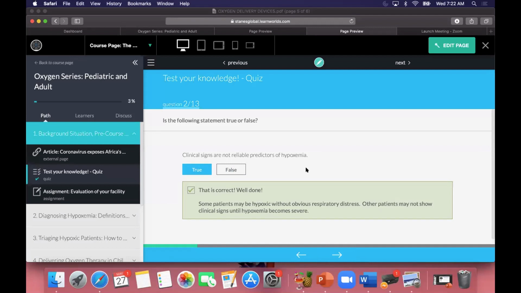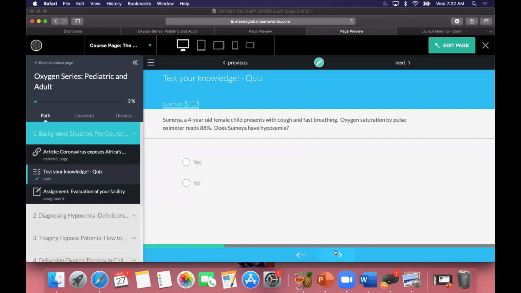The reason clinical signs are not always reliable predictors of hypoxemia is that some patients may be hypoxemic but not display obvious signs of respiratory distress. Other patients may not show clinical signs until the hypoxemia becomes very severe. This is a good question to demonstrate the importance of pulse oximetry. If you have a pulse oximeter, you can determine immediately whether or not your patient needs oxygen support or oxygen therapies. Okay, let's go to the next question.